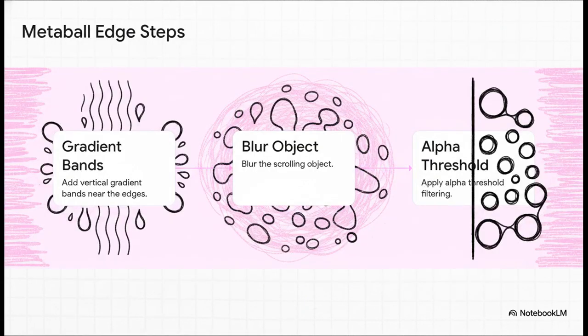To actually pull this off in Jetpack Compose, the proof of concept boils down to 3 foundational steps. First up, you add vertical gradient bands near the edges. Step 2, you blur the scrolling object. And step 3, you apply a strict alpha threshold filter. Basically, you're taking sharp shapes, blurring them out, and then using that alpha cutoff to snap them back into sharp focus. Why does this matter? Because that specific combination is literally what creates that sticky liquid illusion.